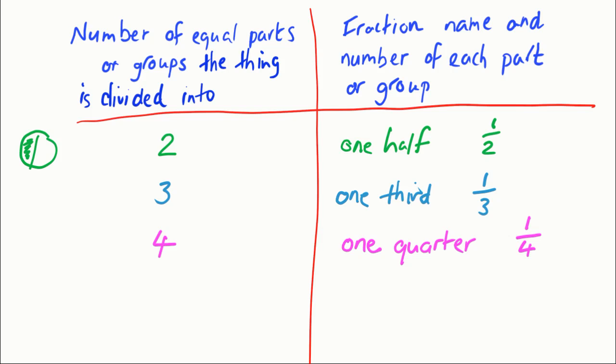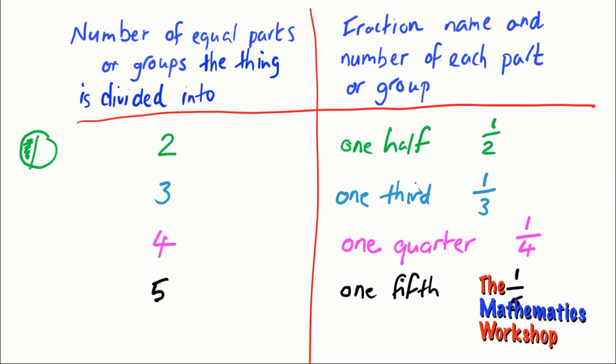So I'll change to black. So if you have something divided into 5 equal parts or groups, each part or group is called 1/5. Now this is not quite what I was trying to point out, but 1/5 has the 1 on top of the fraction, and a fifth, talking about 5 equal parts, has a 5 on the bottom.